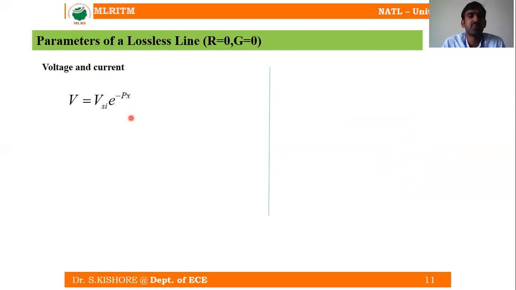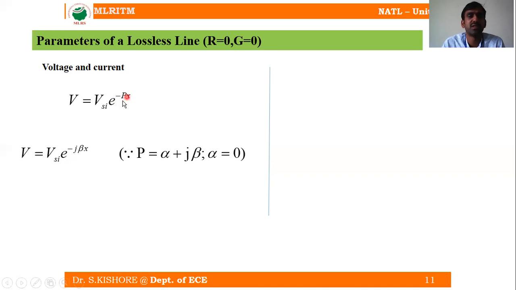So from this we know that P is equal to j omega root over LC. But beta is equal to omega root over LC. So that means we can write V is equal to Vsi into e power minus P x, where P is nothing but j beta.